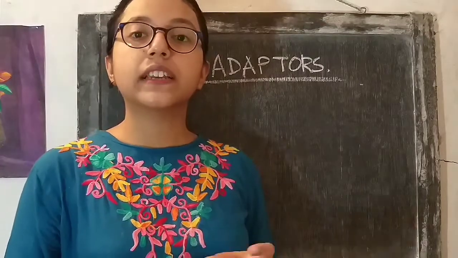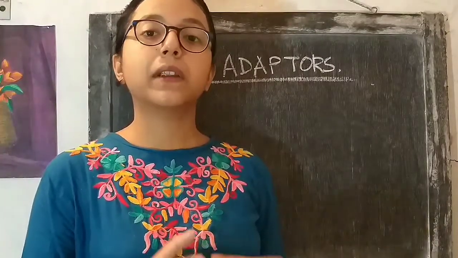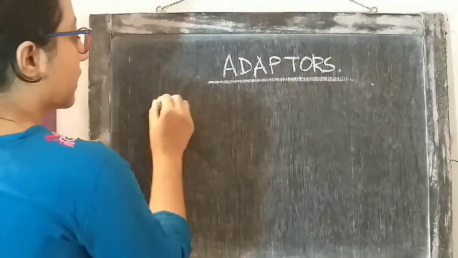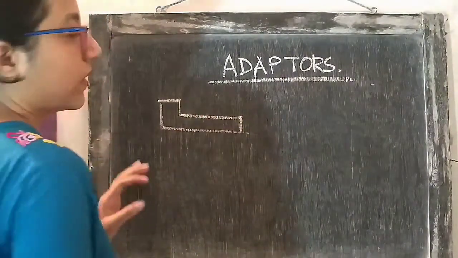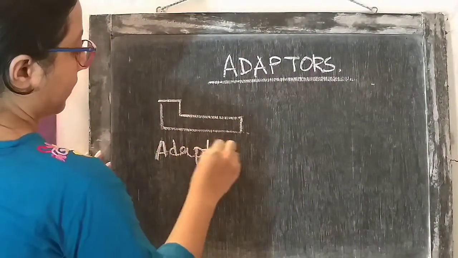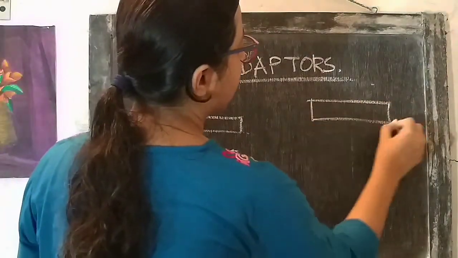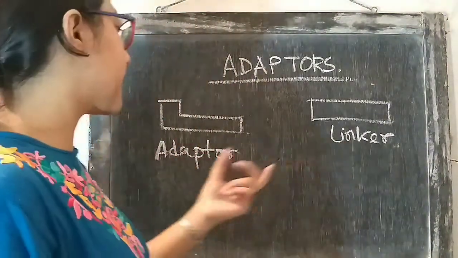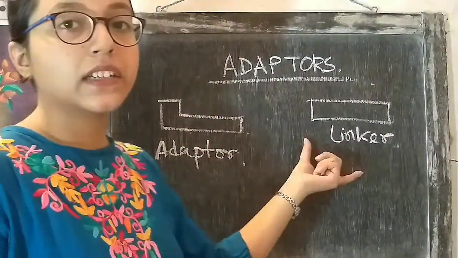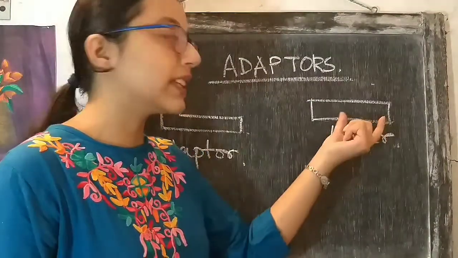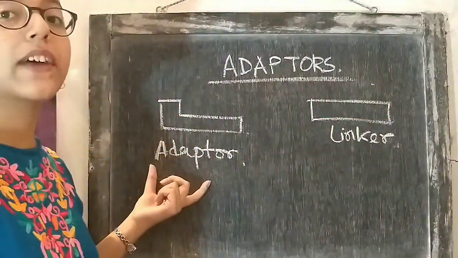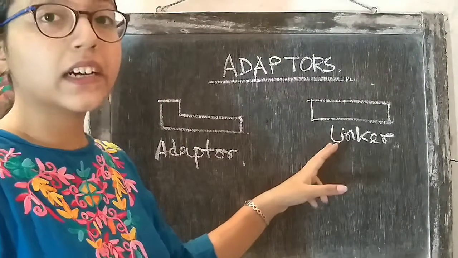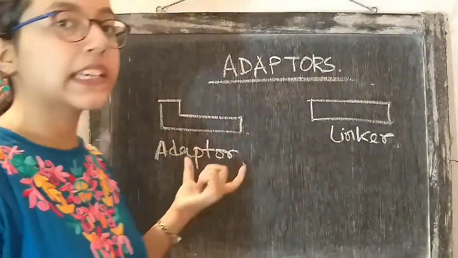So what is the difference between a linker and an adapter? Linkers are blunt-ended molecules, whereas adapters are sticky-ended molecules. So the structure of an adapter will look like this. This is an adapter, whereas the linker was like this. This is the structure of a linker and this is the structure of an adapter. A linker contains a restriction enzyme cleavage site within its sequence, but there is no such case in adapters. Adapters do not contain any restriction enzyme cleavage site, which linkers contain. So this is a basic difference between a linker and an adapter.